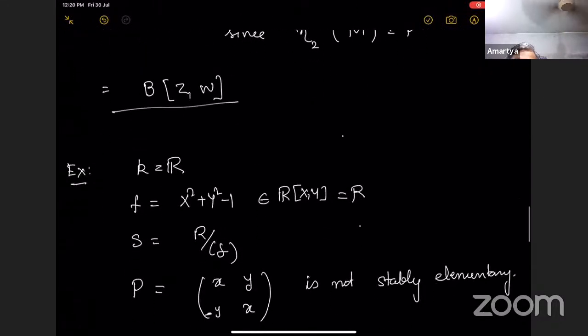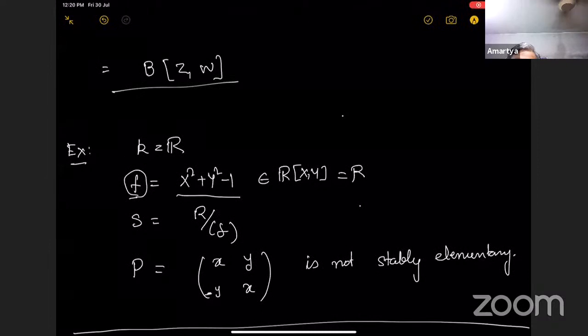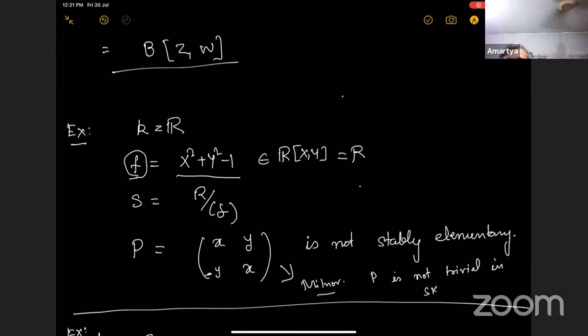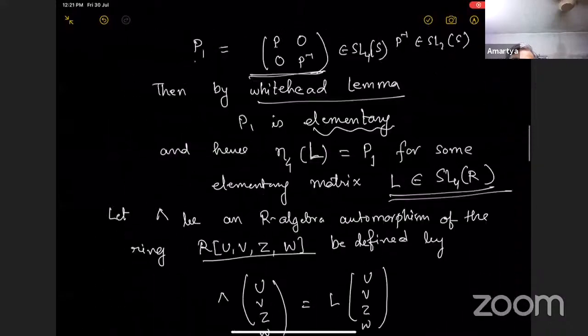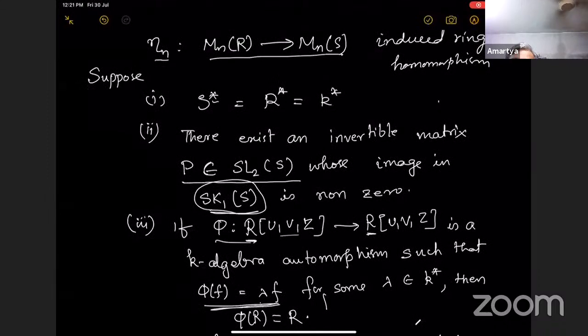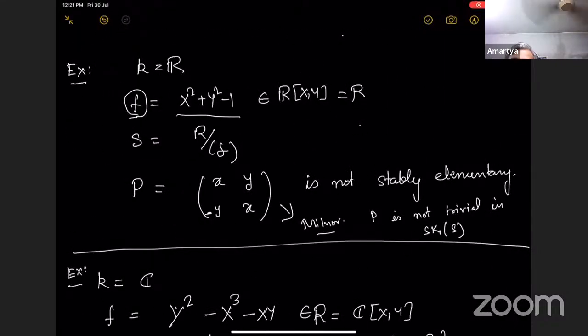And now I'll just give you a quick example over the real numbers. Over the real numbers, I can choose this F to be x² + y² − 1. And then it is a not so difficult exercise. This is a theorem due to Miller. Miller had proved that this matrix P is not trivial in SK1 of S. Using this, we see the 3 properties, and the other 2 properties one can check. This automorphism fixing F will fix R, and this S star is K star. So we can take all these things for this small f, the circle, and then this is an example.